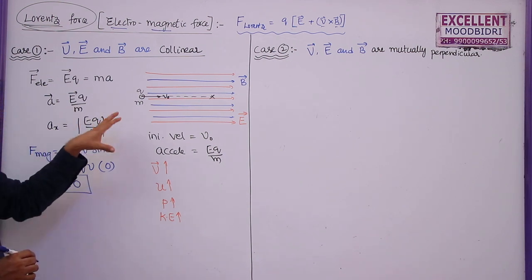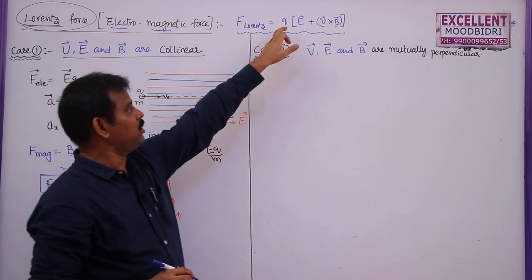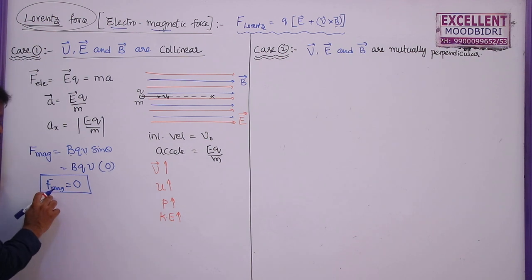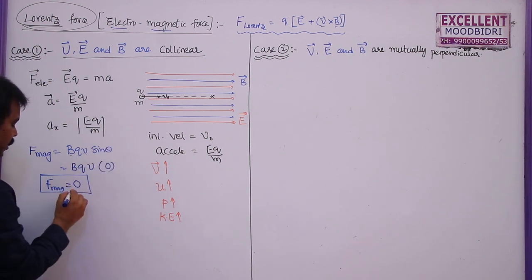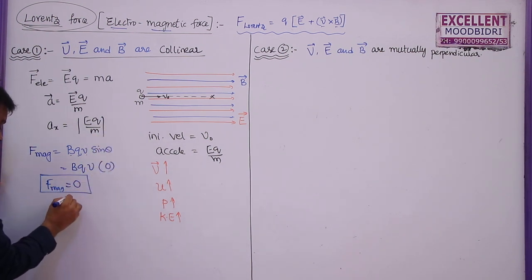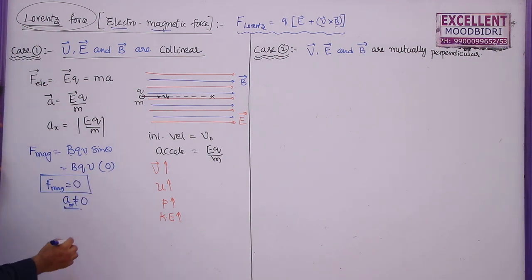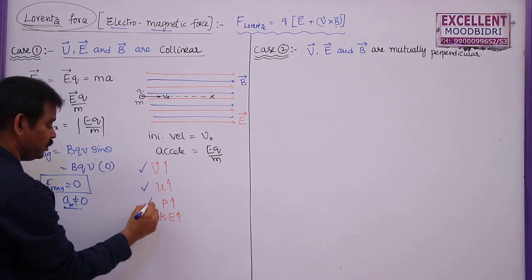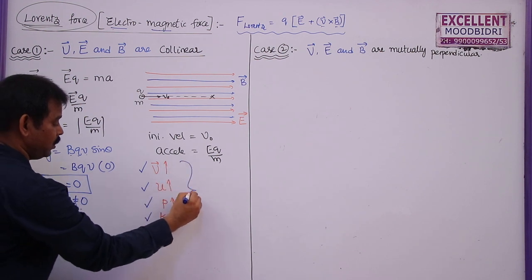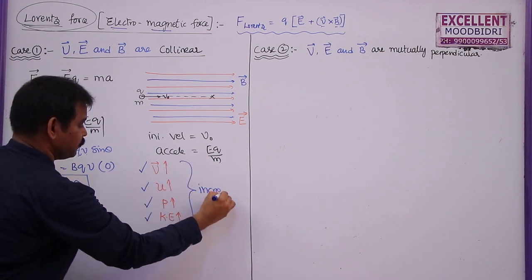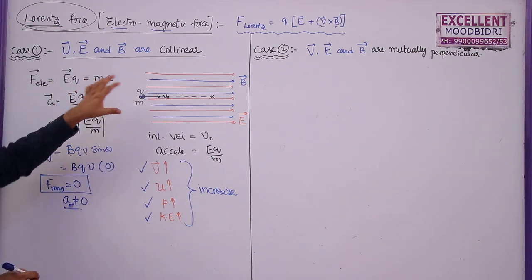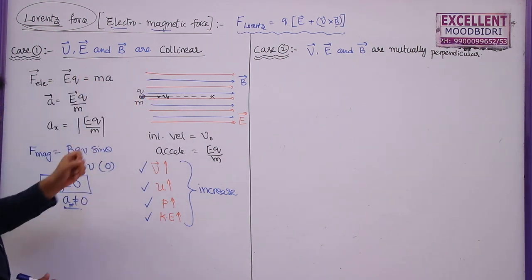So what is the Lorentz force in this case? Lorentz force is given by only Eq, because the magnetic term is 0 here. So it will not experience any force or acceleration due to the magnetic field. That's why the velocity, speed, momentum and kinetic energy are all increasing because of the electric force experienced by this charged particle. So this is case 1. It continues in a straight line only.